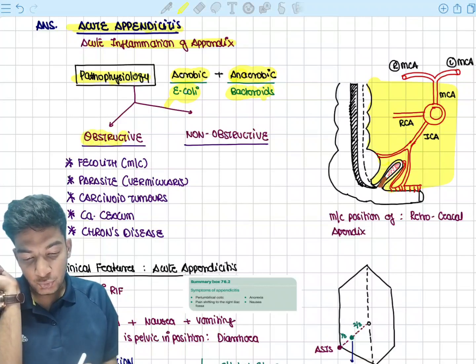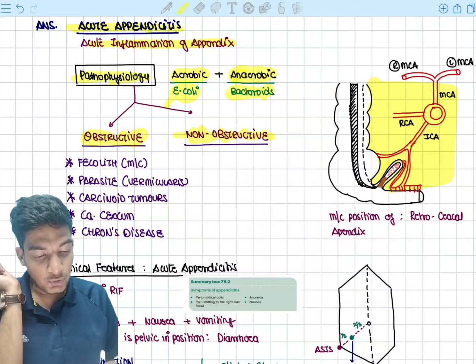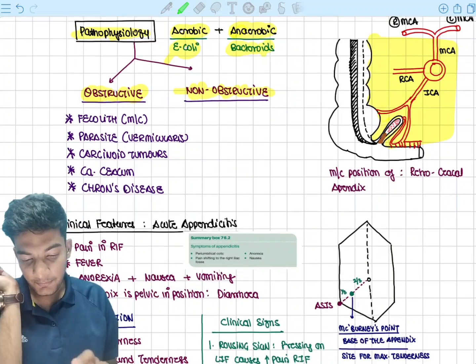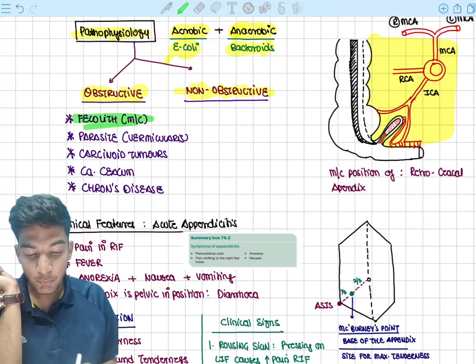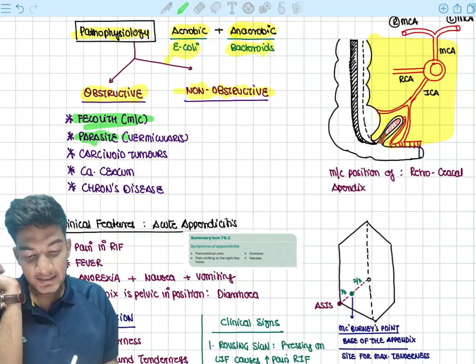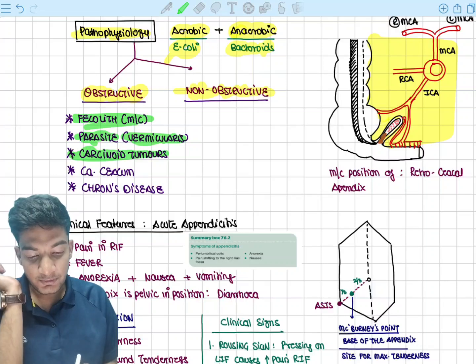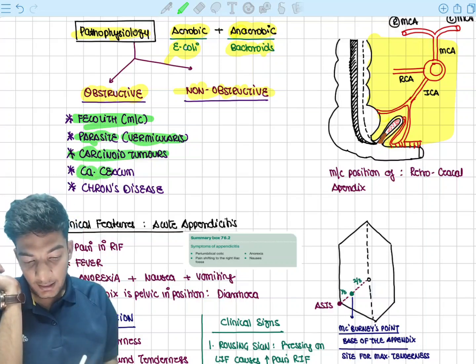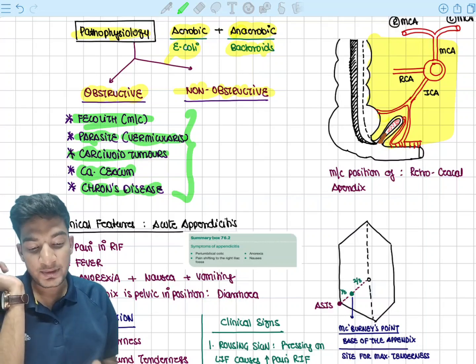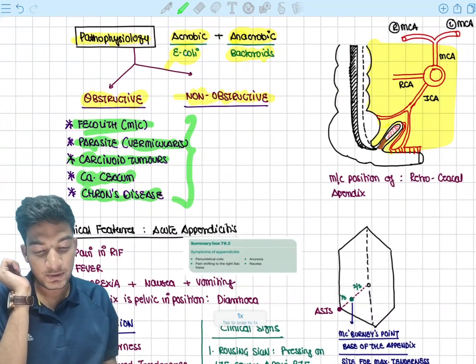Pathophysiology can be divided into two parts, obstructive and non-obstructive. In the obstructive part, the cause could be fecolith, the most common. Be aware, the most common is fecolith. Others are parasites like Enterobius vermicularis, carcinoid tumors, which we'll deal with later, carcinoma of the cecum, and Crohn's disease. These are a few obstructive causes.